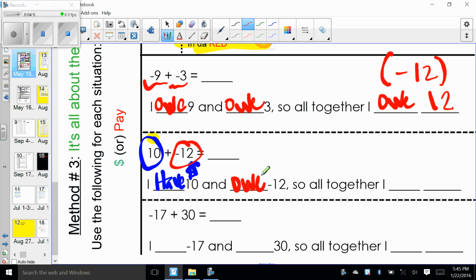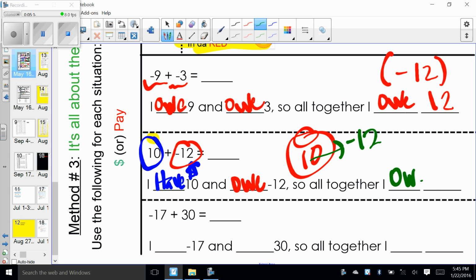So if I have 10 and I owe 12, just thinking about this now, I have 10 in my bank. I owe 12. Do I have enough to pay? If I have 10 in the bank, is it possible for me to take 12 out of the bank? You should say, well, no, I can take 10 out of the bank, but I cannot take 12 out. So altogether, I still owe $2. We would represent that as -2, owing 2.